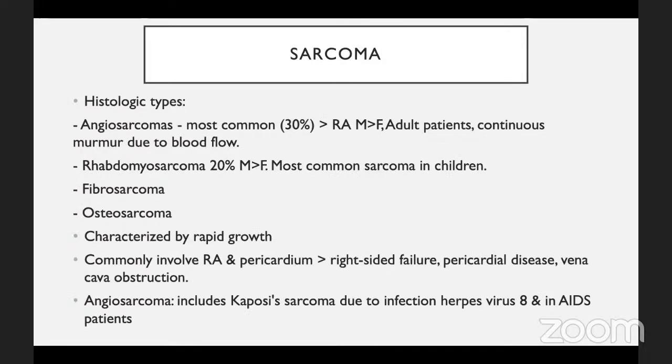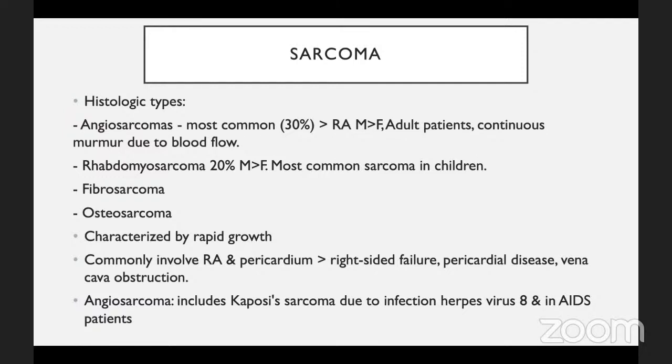There are different types of sarcoma. The most common type is the angiosarcoma. It is more commonly found in the right atrium in male adult patients, and it is characterized by a continuous murmur due to the blood flow. Another common type is the rhabdomyosarcoma. They represent 20%, and they are more common in males. But it is the most common sarcoma in children. We have the fibro and the osseous sarcomas.